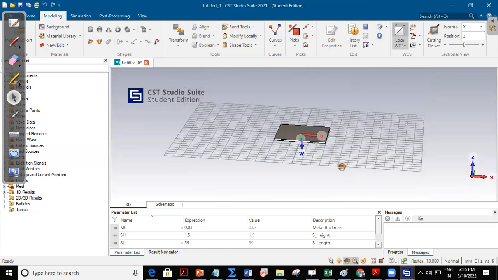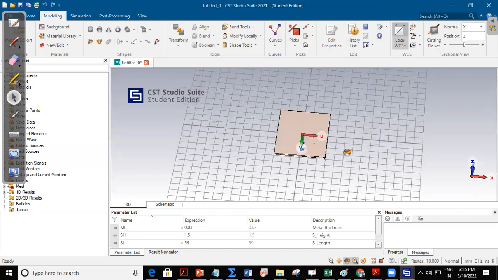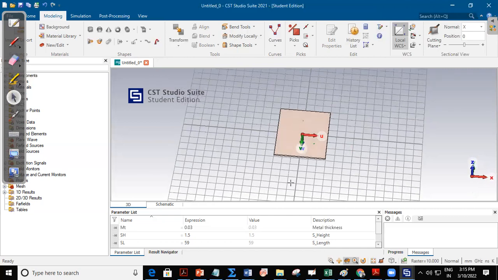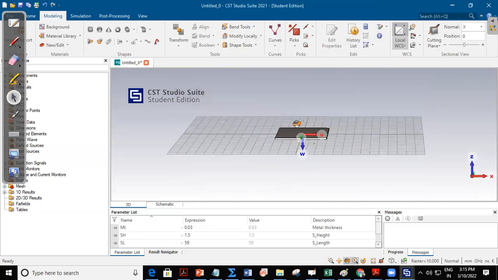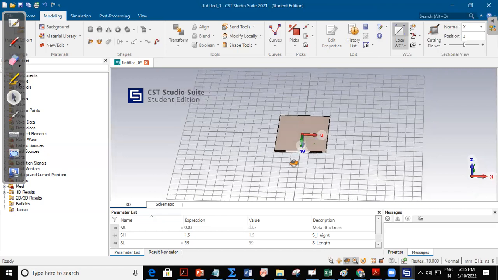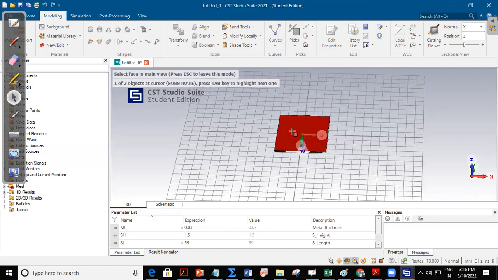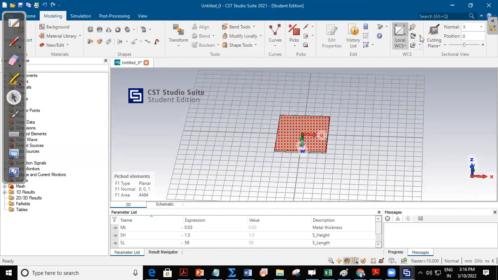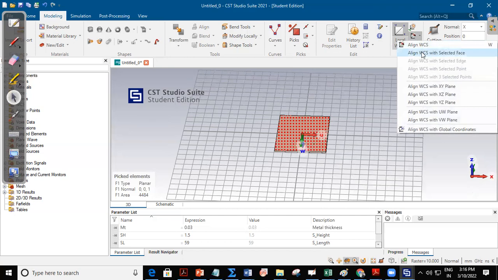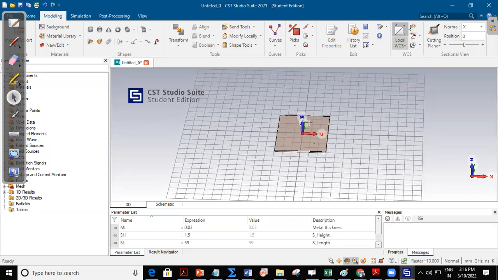Now roll over and go again to the side which is dielectric. Here you created the copper, and this is the other face where we have not created anything. Select it, make it in front of your eyes, and again go to pick face, select, double click here. Again, in the second column of local WCS, align WCS with the selected face. Now it is again aligned with the upside, the dielectric material side.